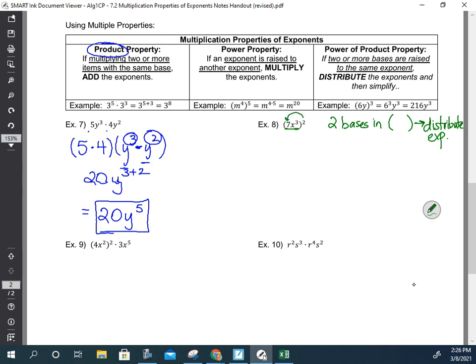So the 2 is going to go to the 7. That's 7 squared. The 2 is also going to go to x to the 3rd. The 3 has to stay attached to the x. You cannot just move the 3. The 3 is an exponent. It stays attached to the base. Any questions before we continue?